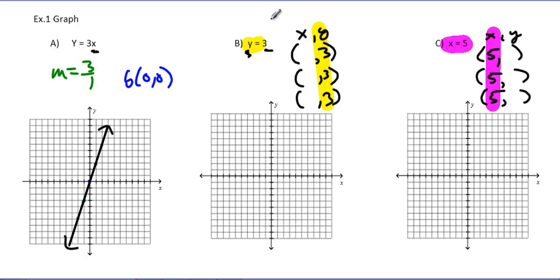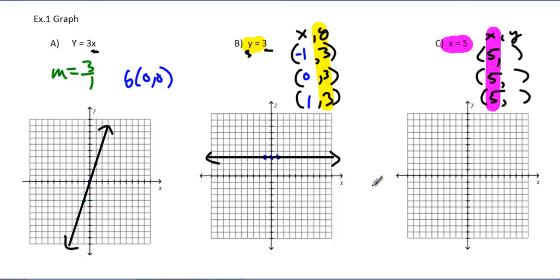Because there's no x in here, I get to make it up, and usually we like to do something easy, like -1, 0, and 1, or 1, 2, 3 if you want, whatever. Then I plot these 3 points: -1 and up 3, 0 and up 3, and 1 and up 3. You see they form a nice straight line through the y-axis at 3.